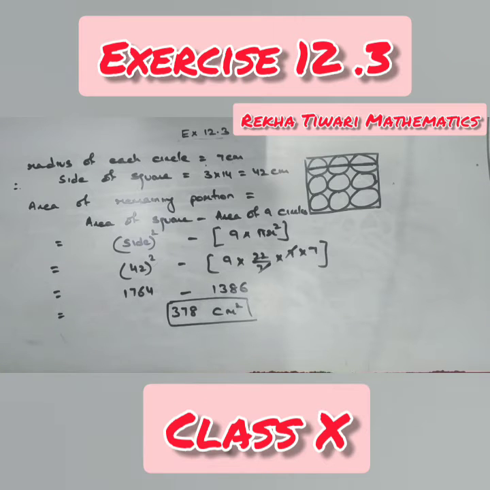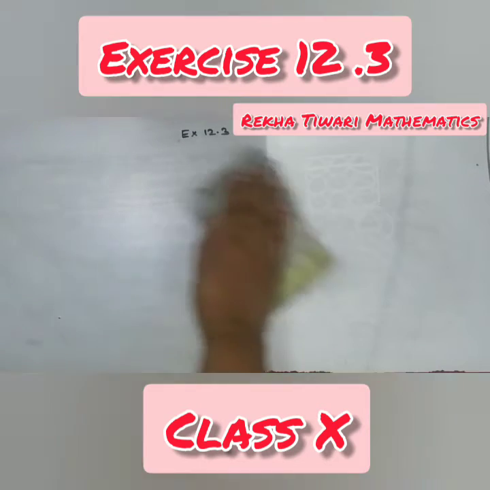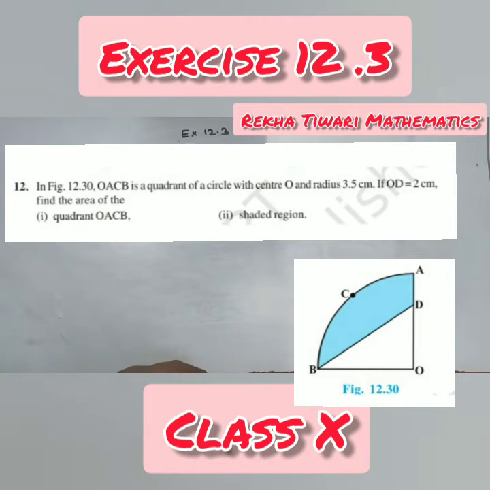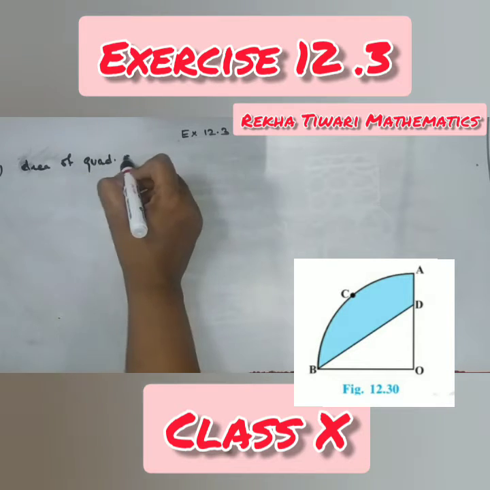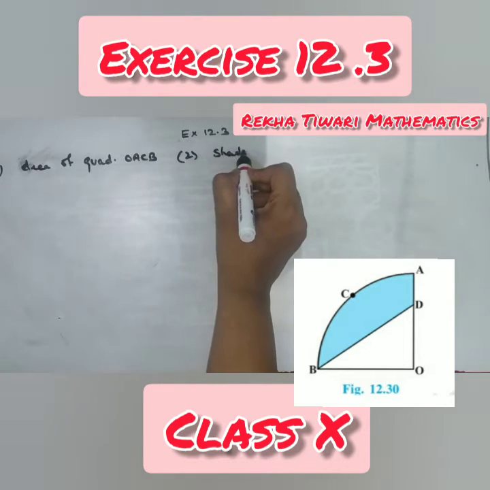Hope it's clear. Move to question number 12. In figure, OACB is a quadrant of a circle with center O and radius 3.5 centimeter. If OD is equal to 2 centimeter, find the area of quadrant OACB and the shaded region. You have to find out area of quadrant OACB, and secondly you have to find out the area of shaded region.